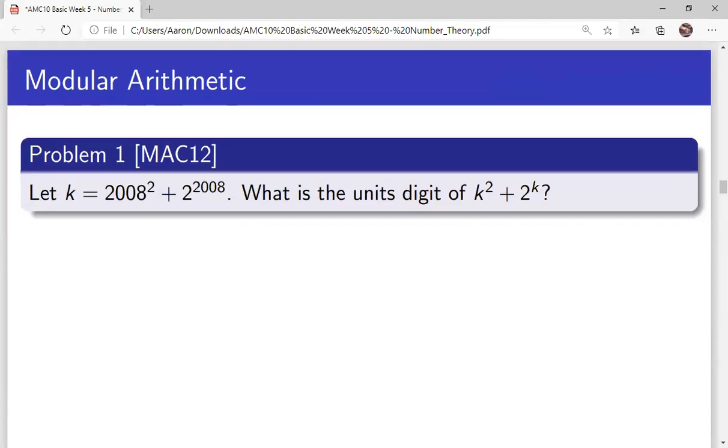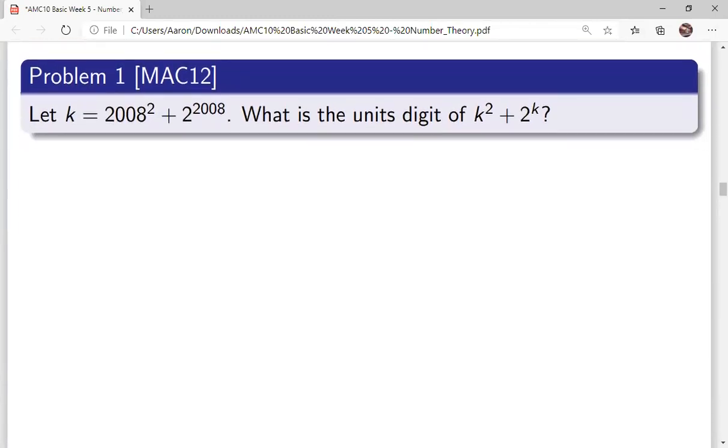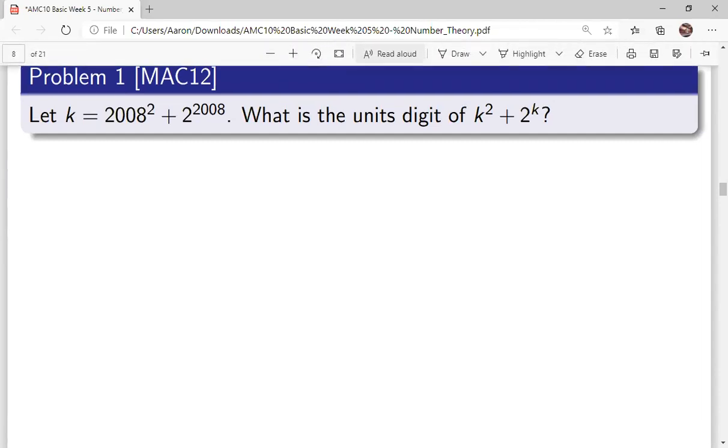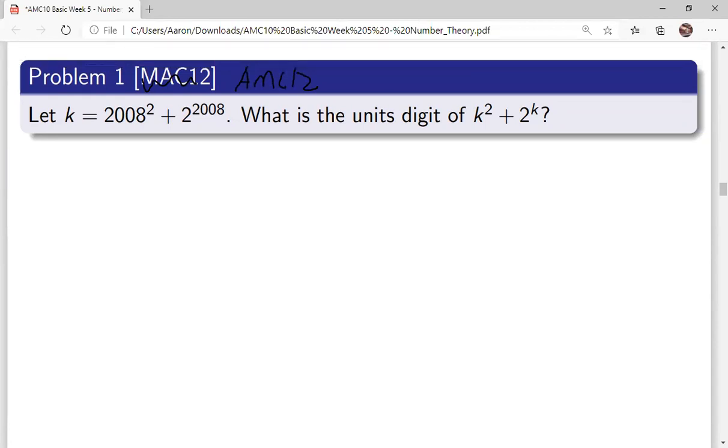All right, so here's another problem. And by the way, this thing up here should say AMC12, not MAC. That's a typo.